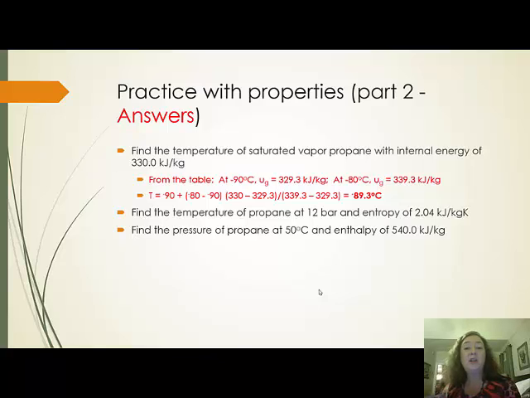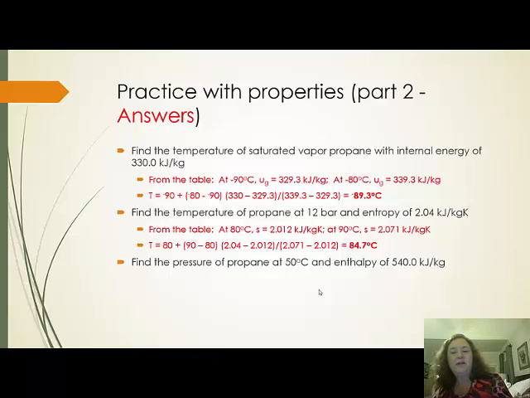Okay, so we're going to just find UG, scan through the list and find the numbers that are closest to 330. And it turns out negative 90 and negative 80 degrees C are the temperatures closest. The values of U are shown there, and then we apply the definition for interpolation, and it turns out that it's negative 89.3 degrees C. Again, pause the video and take a moment to check it out.